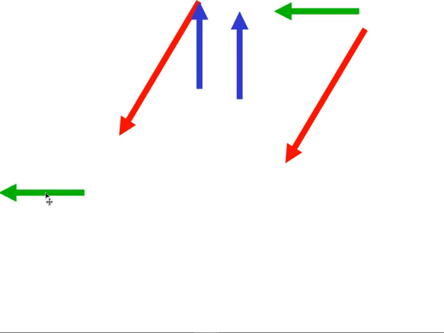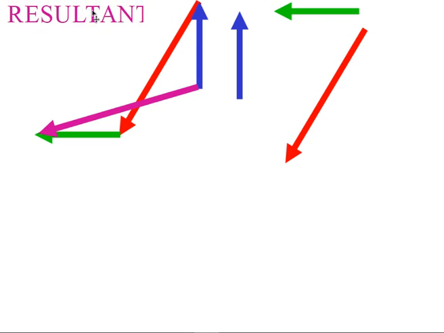And then the last vector I will put to the only available head. That head is occupied. I will put its tail, and the resultant goes from the tail of the first to the head of the last.